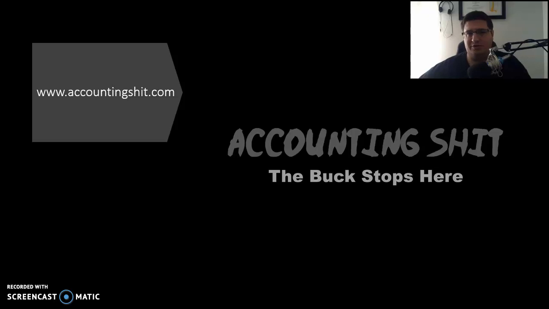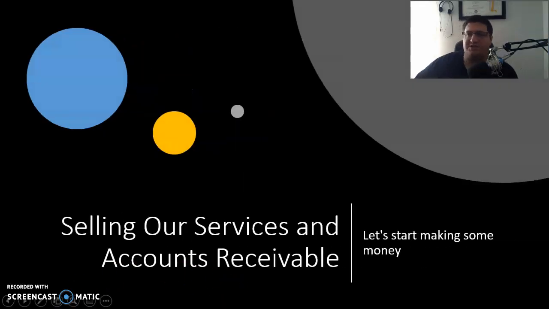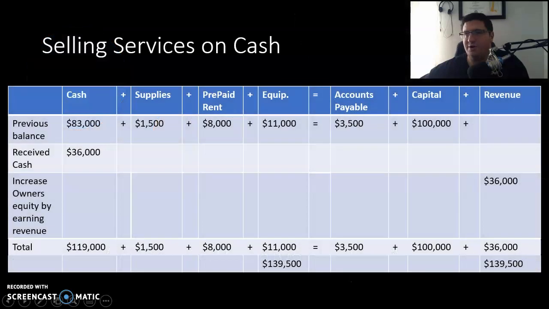So today we're going to be looking at accounts receivable and selling. And let's get into it because we need to make this business some money. Alright, selling services and accounts receivable. Now remember we've talked a little bit about accounts payable, where people or businesses are billing you and you owe them money. Well, now it's going to be the other way around. So let's start making some money here.